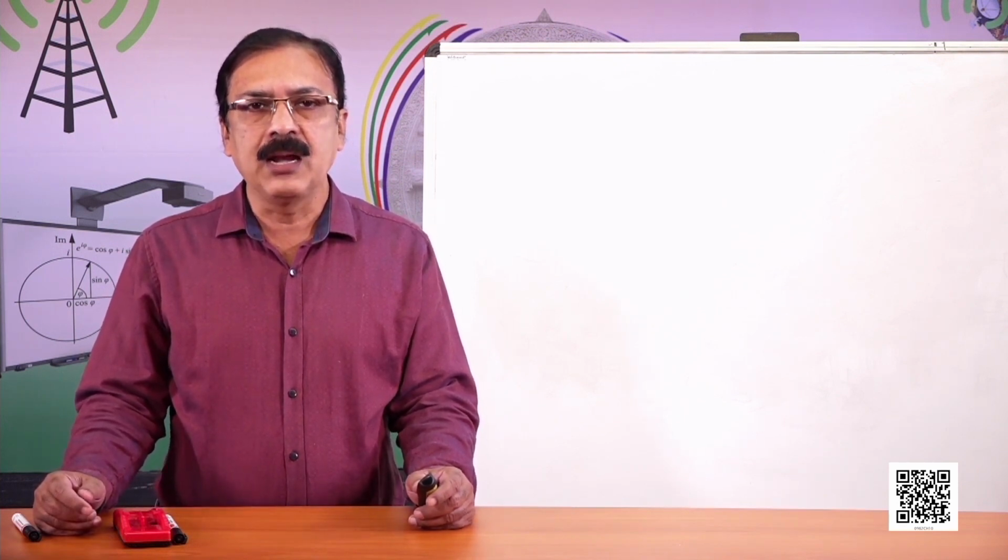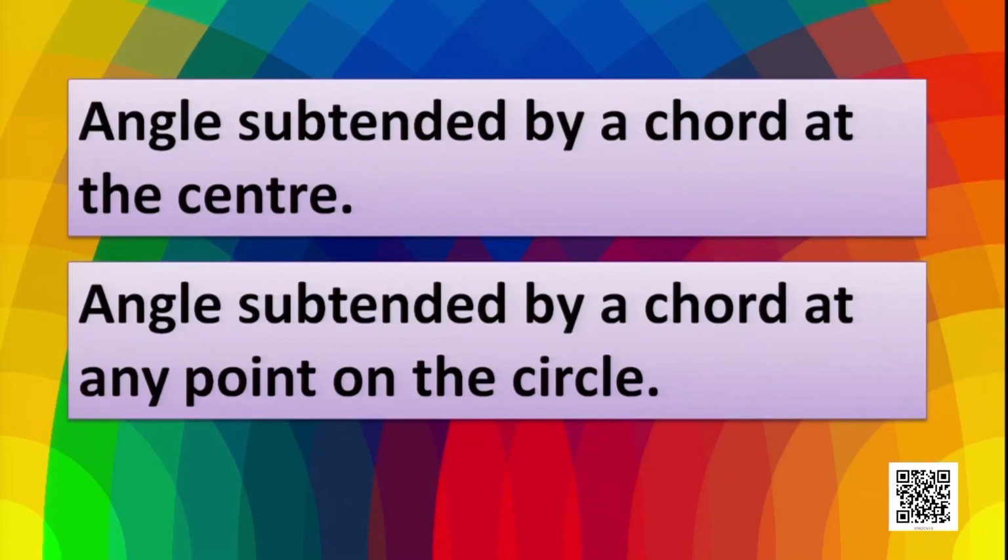Today we are going to discuss some more terms like angle subtended by a chord at the center and angle subtended by a chord at any point on the circle. So let's try to understand what we mean by angle subtended by a line. So let's look at this figure.